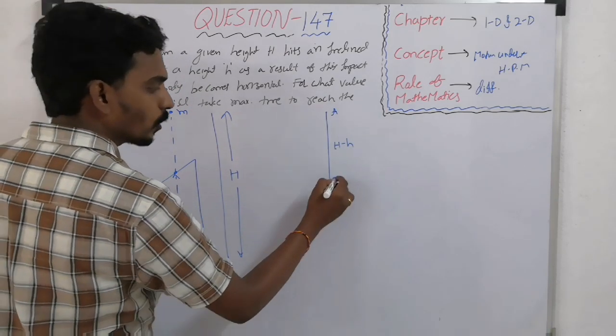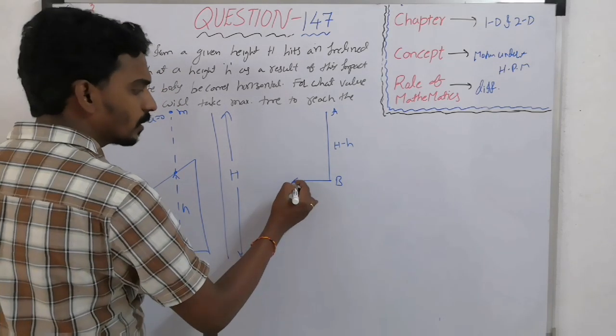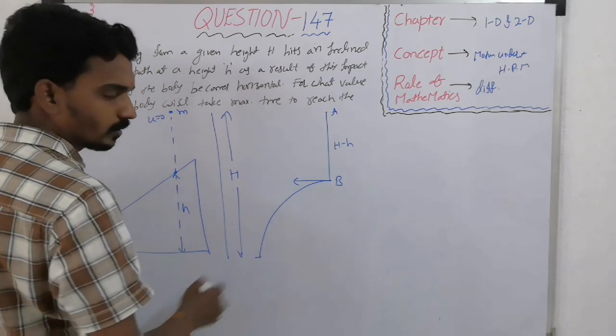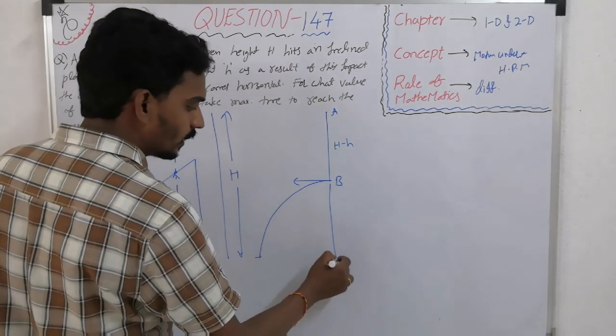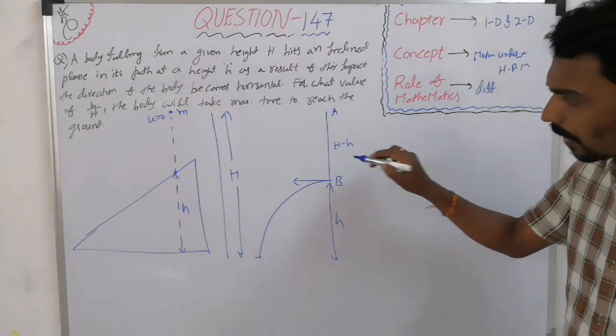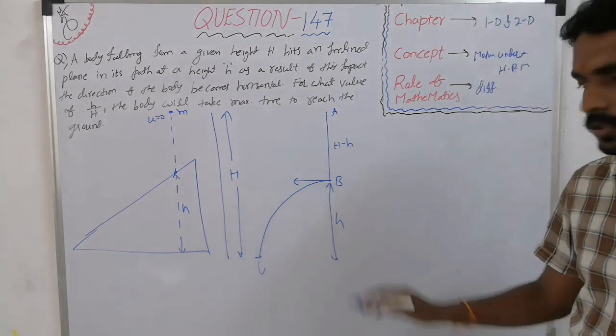Let's take the starting point A, ending point, hitting point B. Then the velocity became horizontal. Then it came to ground. So again what height it travelled? Small h. Now this is free fall from A to B and this is horizontal projectile motion from B to C.